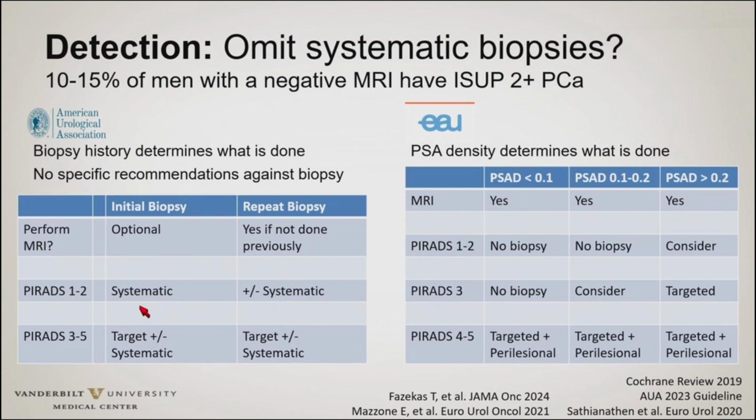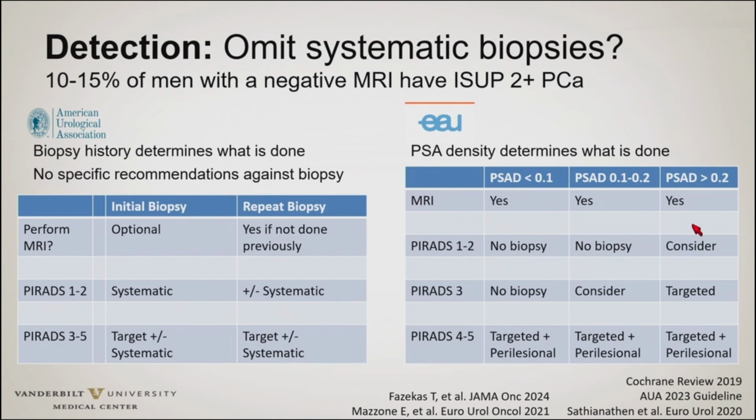In the initial biopsy setting, when the MRI is negative, we do recommend doing the systematic cores. In the repeat biopsy setting, those systematic cores are optional in the setting of a negative MRI. In the setting of a positive MRI, in either the initial or repeat biopsy setting, we recommend doing the target plus or minus the systematic cores. And what's different about the EAU guidelines is that they incorporate PSA density, which is an interesting concept we'll elaborate on a little bit more.